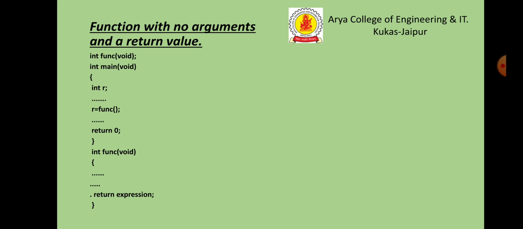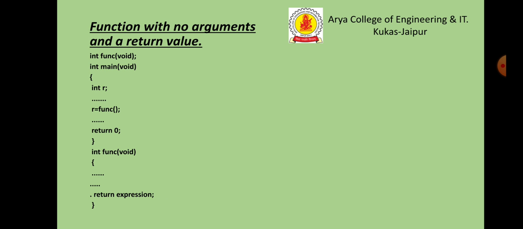Now, functions with no arguments and a return value. Second type. Here, the function has no argument, so in the brackets of func we put void, and it has a return type, so we write int. The function returns an integer type value. And in the main function we call the function, r is equal to func. When the function is called, the compiler moves to the definition of the function and then it returns the expression that is assigned to the variable r.